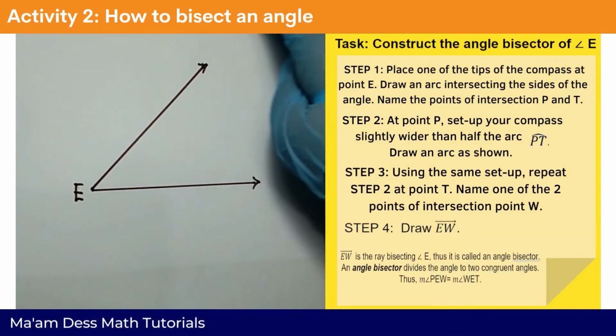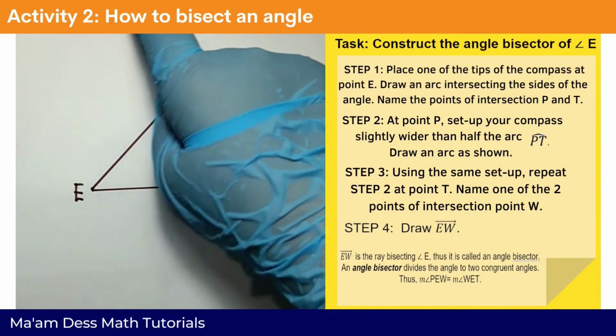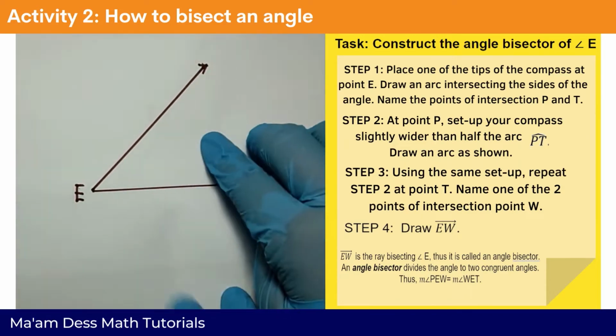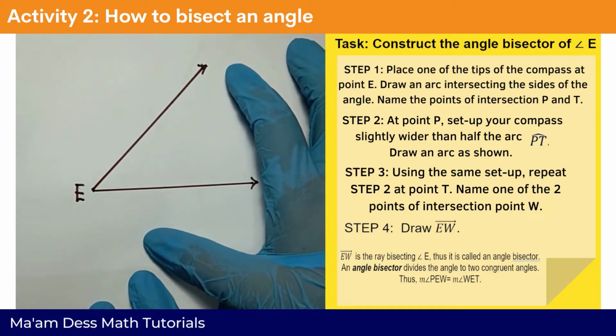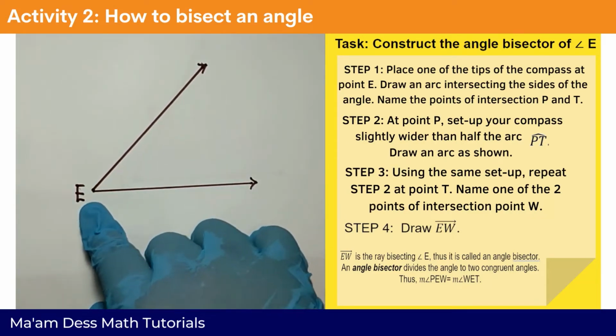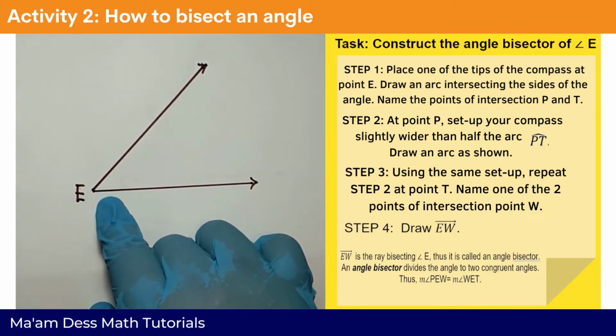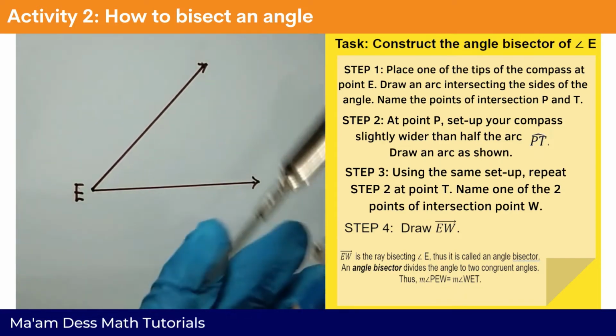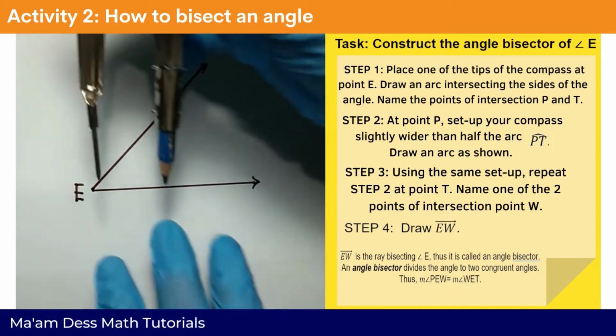How to bisect an angle? Task, construct the angle bisector of angle E. Okay, what we're going to do first, draw an angle like this and then label it with point E at the vertex. Okay, step 1. Place one of the tips of the compass at point E. Draw an arc intersecting the sides of the angle. So, this is our compass.